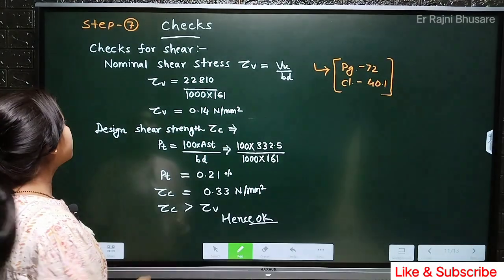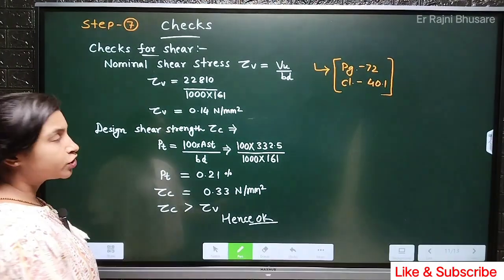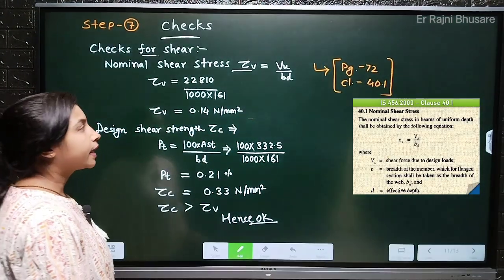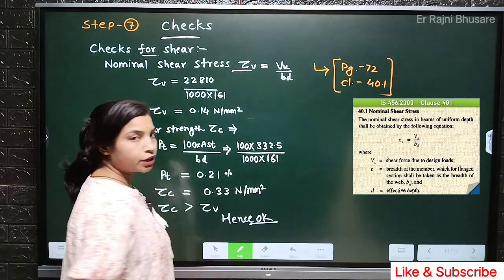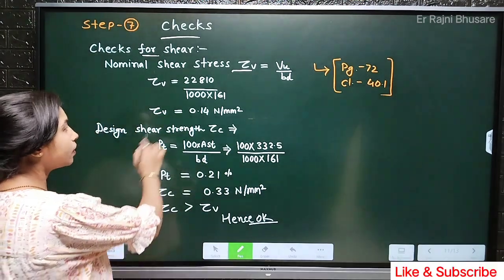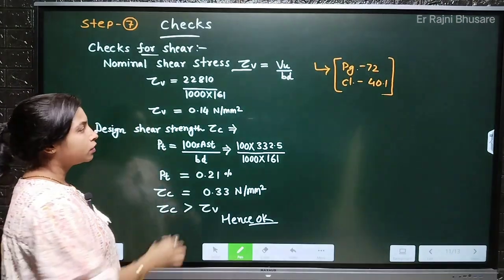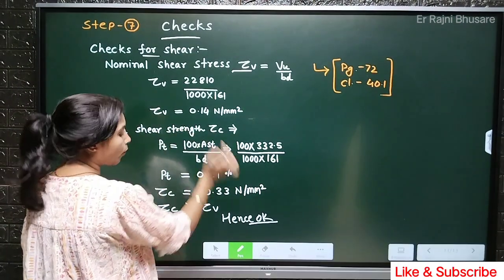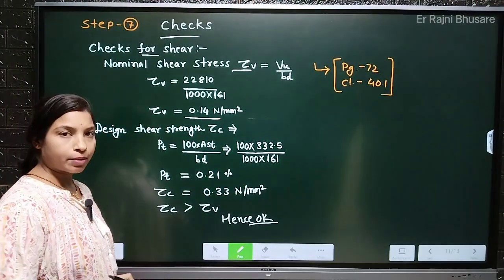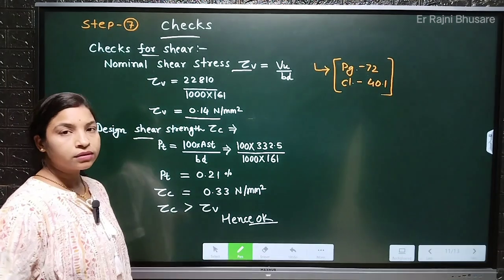So here we determine the checks for shear. The nominal shear stress is denoted by tau V. Its formula is Vu upon Bd. It is taken from IS code page number 72 and clause number 40.1. Now put the values in this formula, so we will calculate tau V. So our tau V is 0.14 Newton per mm square.